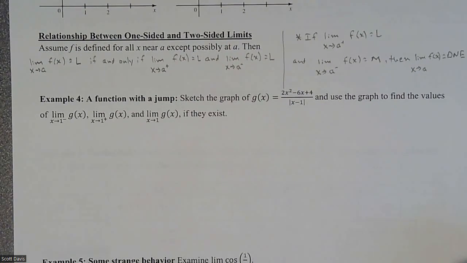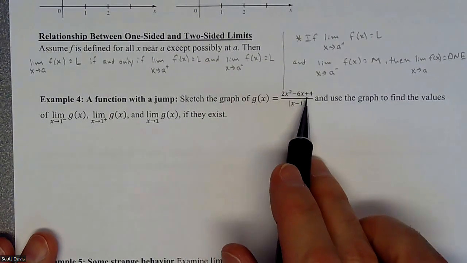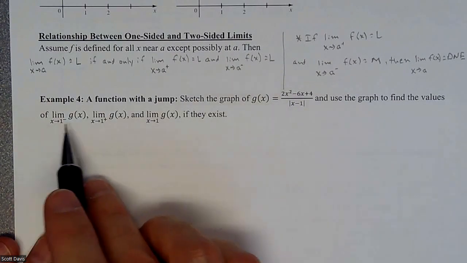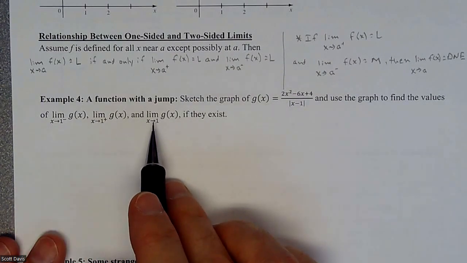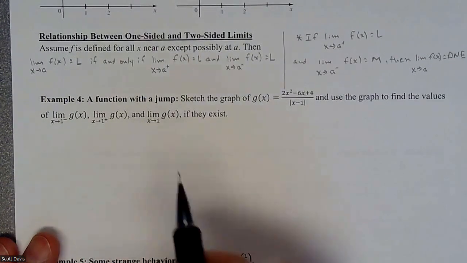In this last example, we are going to take a look at the limit. Here is our function. We have a rational with an absolute value in the denominator, and we're going to be focusing on the limit as x approaches 1. So we're going to take a look at the left side and the right side, see if they line up. And I have no idea.